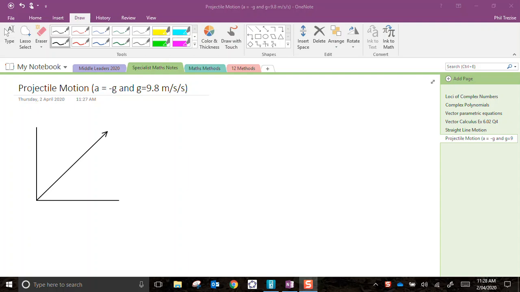Hi everyone, this is a quick demonstration of a typical projectile motion question. So I've set up an x-axis here and a y-axis. The origin of my coordinate system is at the starting point of the particle, which is a very typical choice to make. The projection speed for this is 29.4 meters per second and the angle of elevation is 30 degrees.